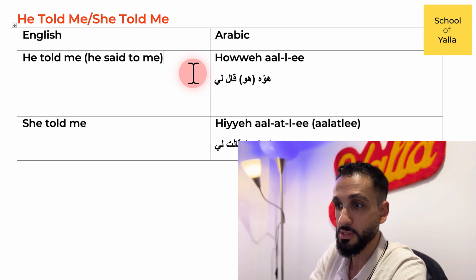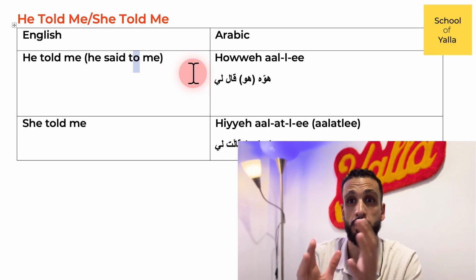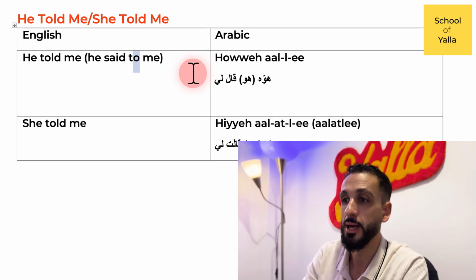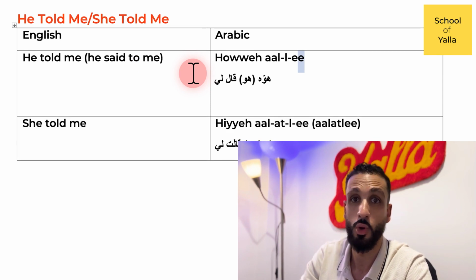But you'll notice that the li here in Arabic, imagine it or just think about it, basically plays the role of the preposition to. Okay, so huwa qal li, and the ee here, we don't say he told I, he told me. So we don't say huwa qal ana, no, huwa qal li. The ee here plays the role of the object pronoun. So huwa qal li.